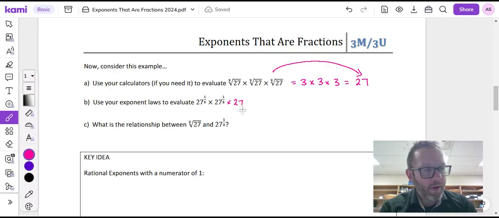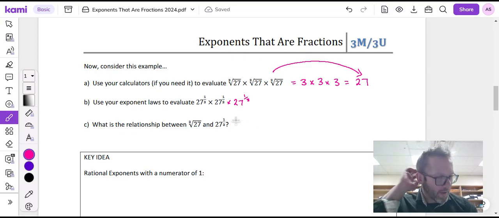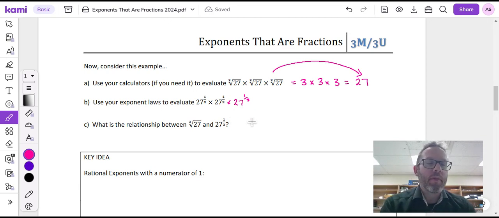This mistake I have every single year. I point this out and I never fix it. So we should have 27 to the power of a third times itself 3 times. But what is this equal to using our exponent laws? Well, a third plus a third plus a third just makes a whole. And 27 to the power of 1 is 27.